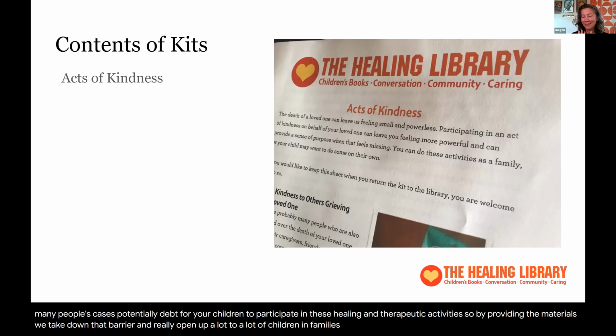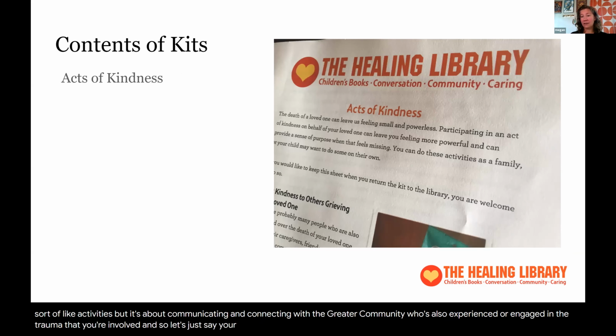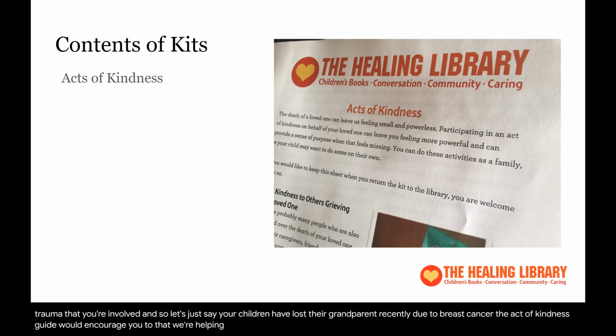Okay, now this one is a little weird. So acts of kindness, these are sort of like activities, but it's about communicating and connecting with the greater community who's also experienced or engaged in the trauma that you're involved in. So let's just say your children have lost their grandparent recently due to breast cancer. The Acts of Kindness Guide would encourage you to be loving towards the people that were helping that grandparent in passing. It may have been hospice workers or hospital workers or even a family doctor that you've all used forever.